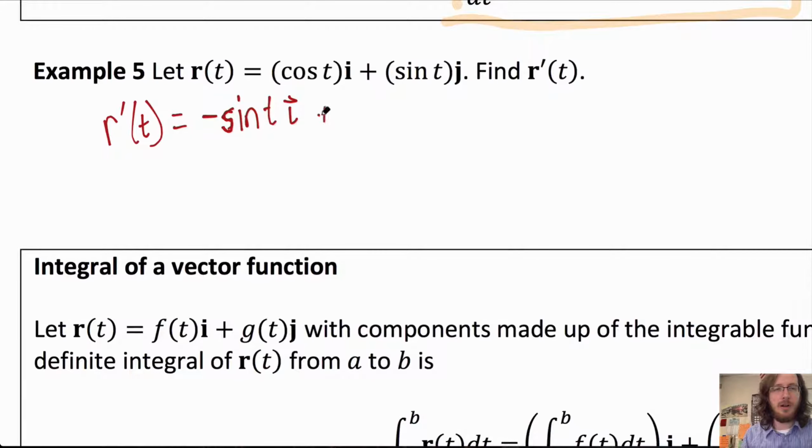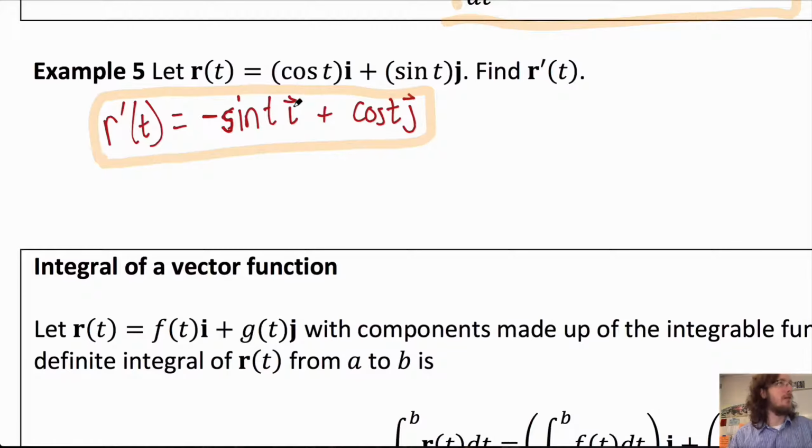And the derivative of sine is cosine. And that's it. It's the derivative of our function r. Again, just taking the derivative of each of the components separately.